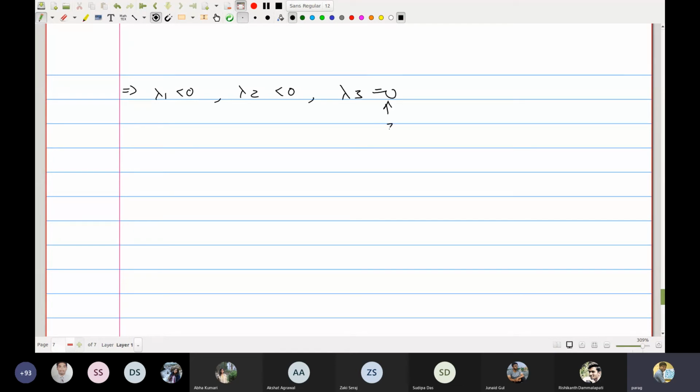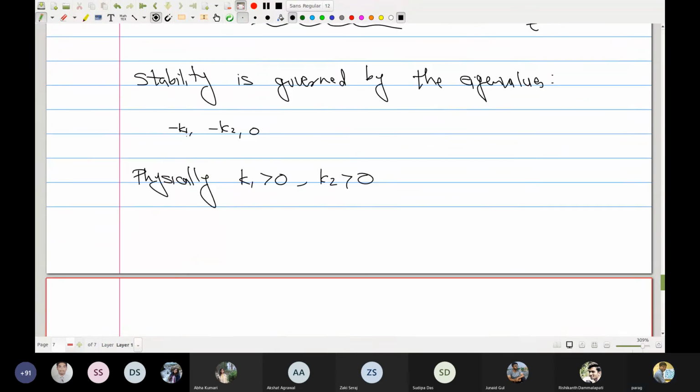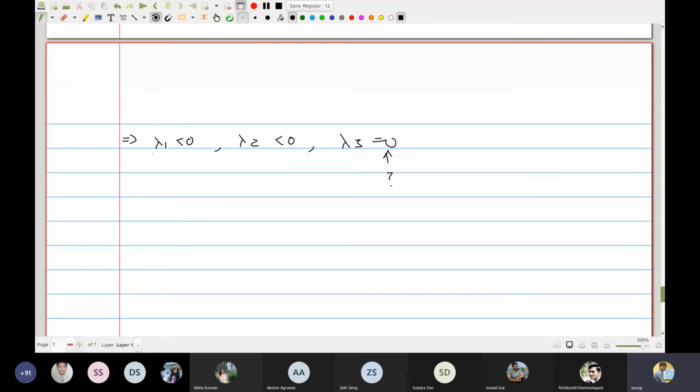And what is the meaning of this? What is the meaning that a particular eigenvalue is 0? This is the most beautiful illustration of the physical example that you see here. In this particular case, you have a third order system and one of the eigenvalues is 0. We see that CA tends to 0, CB tends to 0, and CC tends to a finite value, which means that the system doesn't blow up, which means that the system is stable. At least from here, you can say that the system is stable.